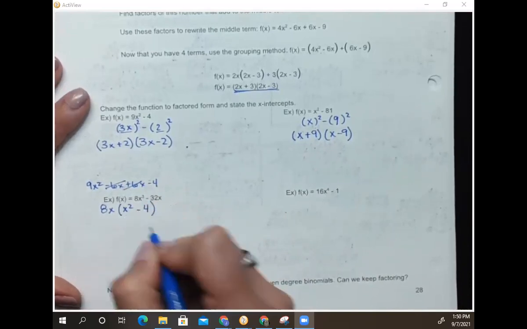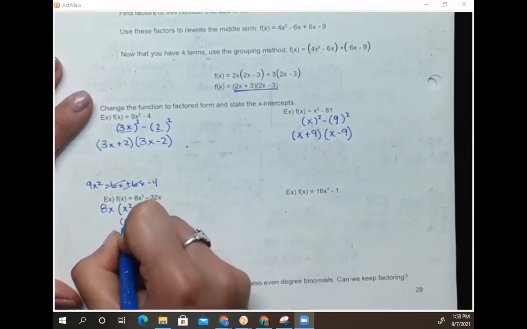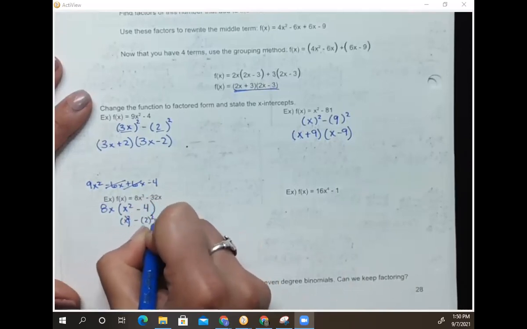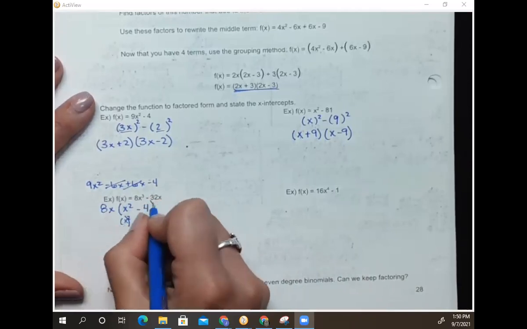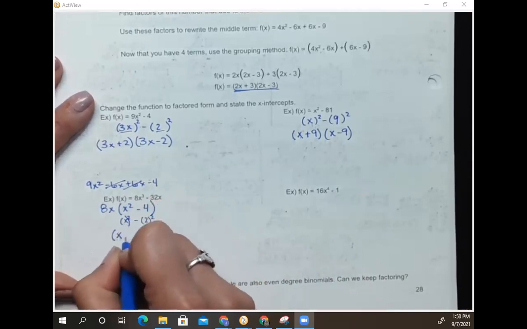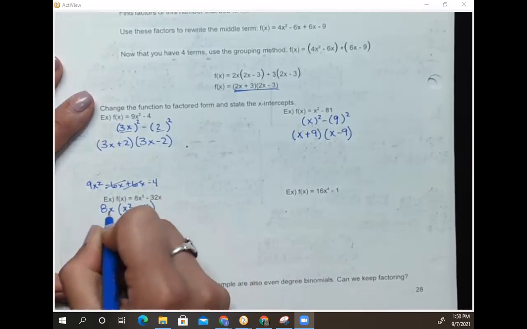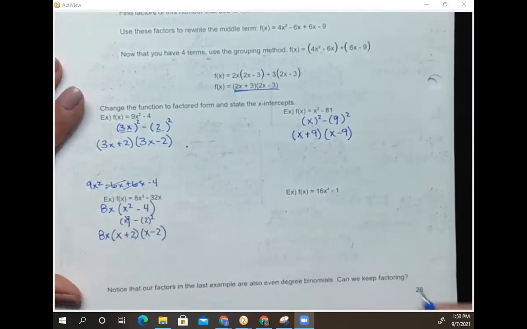Now, inside parentheses here, I've got a difference of squares. This is x that's been squared, and this is 2 that's been squared. So this x squared minus 4 factors into x plus 2 times x minus 2. Don't forget to bring down your GCF.